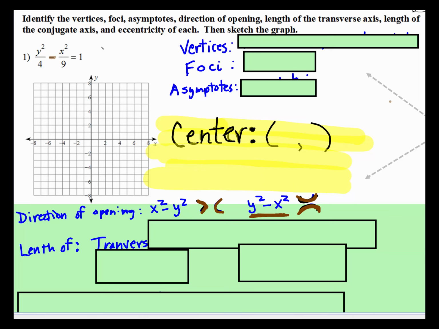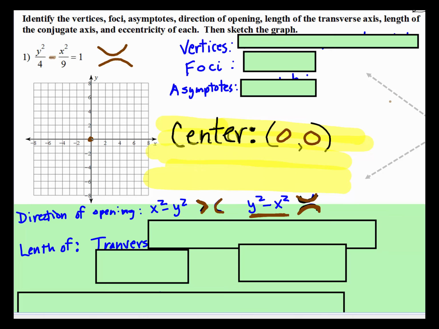And if you need to, come over here and say, oh yeah, I need to remember I'm going to be drawing the openings up and down. The next thing you're going to want to notice is where the center is. Just like the ellipse, the circle, and the parabola, if there's nothing inside the parentheses for either variable, it automatically is at 0, 0.